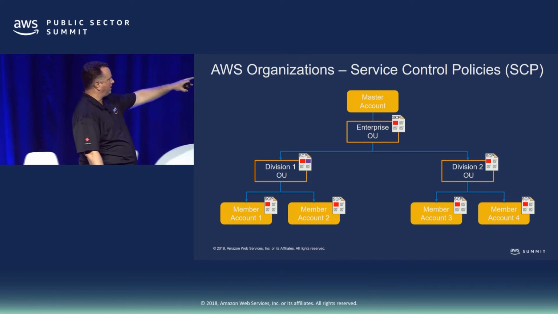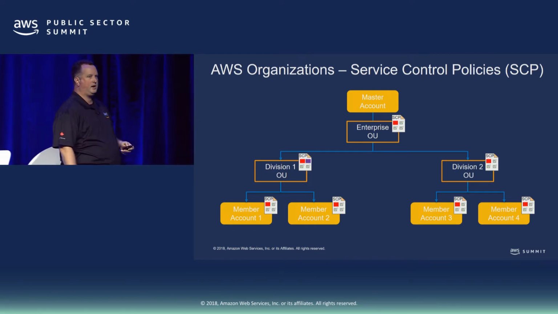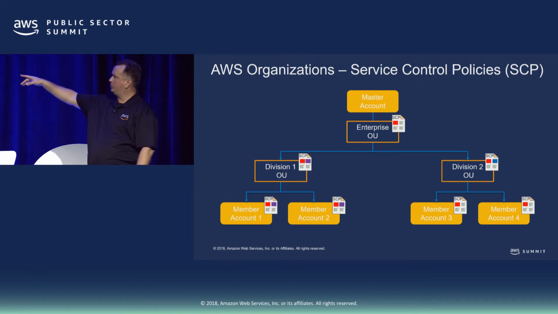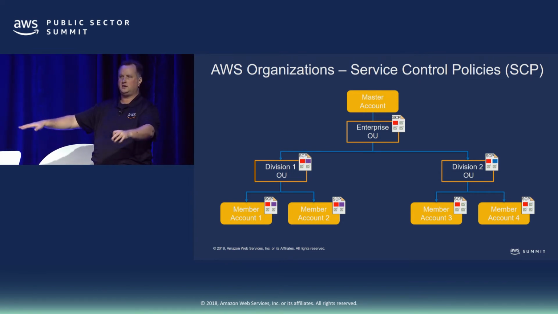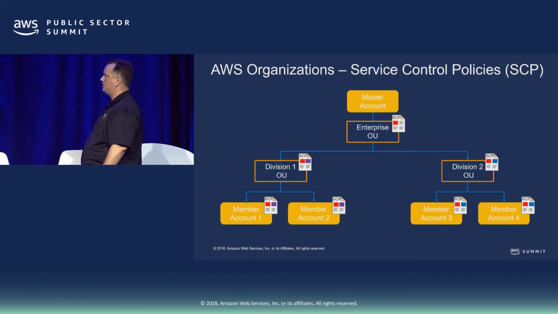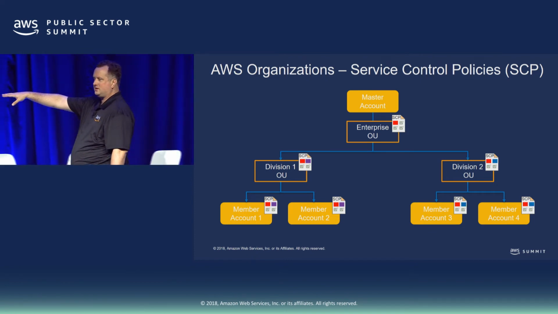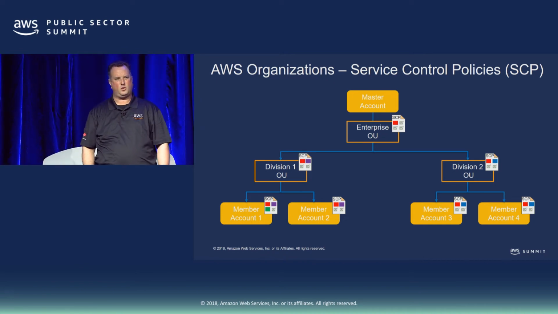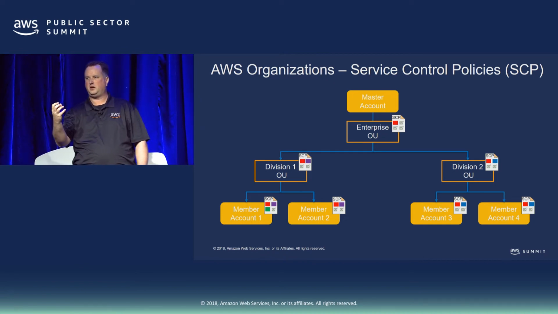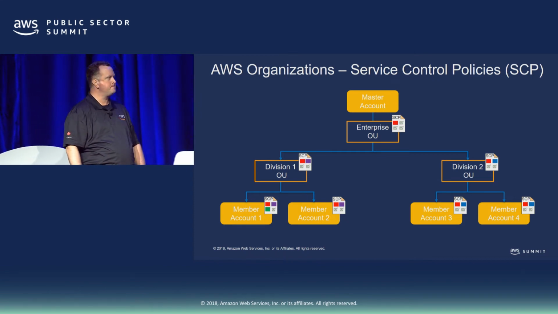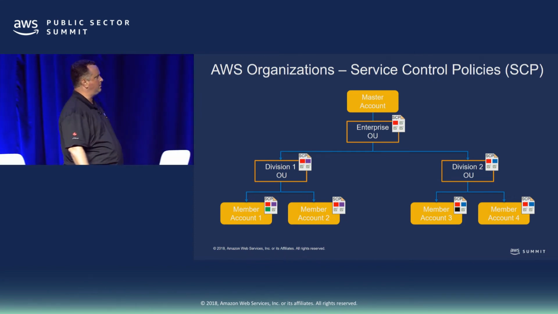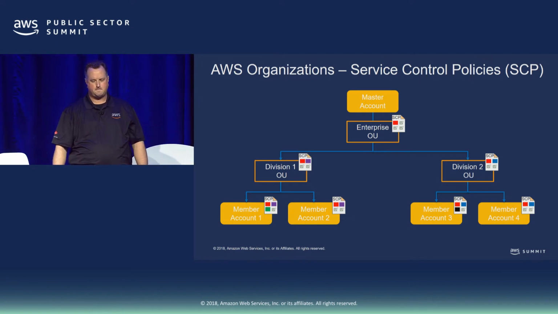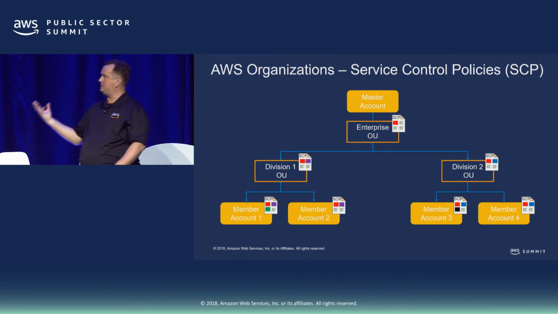Otherwise, if I do a purple policy on Division 1 here, that will get inherited down just to Division 1, and so on. If I do a blue policy on Division 2, it's inherited down only across the Division 2 accounts. If I want to do something down at the lowest level, I could do a green policy on account 1 there. That will only be in effect on that particular account. A black policy on member 3, whatever that might be, will only be in effect on that account. So this is how SCPs work.